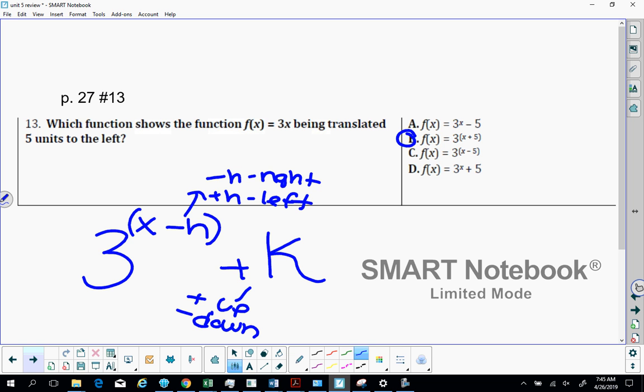What would A be? 5 what? Good, that would be 5 down. What would this one be? 5 right. And this one? 5 up. So the constants, no matter what, are always up and down. Does that make sense? Cool.